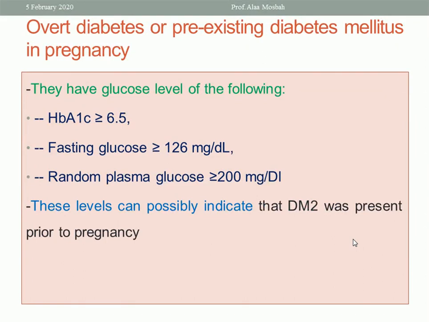What about overt diabetes or pre-existing diabetes mellitus in pregnancy? They have glucose levels of the following: hemoglobin A1C more than or equal to 6.5, also fasting glucose more than or equal to 126 milligram per deciliter, or random plasma glucose equal to or more than 200 milligram per deciliter. These levels can possibly indicate that diabetes mellitus type 2 was present prior to pregnancy.